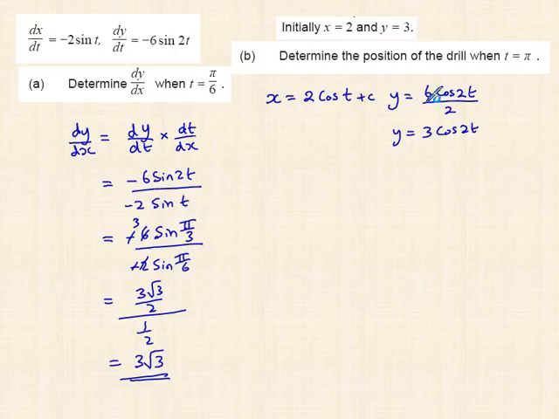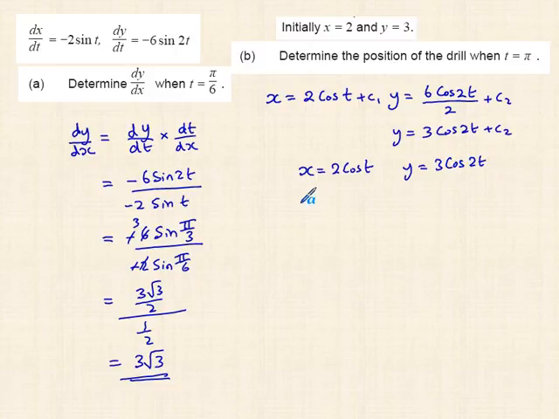Now obviously there would be constants involved here. Let's call this constant c1, and let's call this one constant c2. But x is 2 when t is 0. If t is 0, cos of 0 is 1, so that means c1 is 0. And over here, same thing, y is 3, so c2 is 0. So that we do have that x is just 2 cos t, and y is 3 cos 2t.